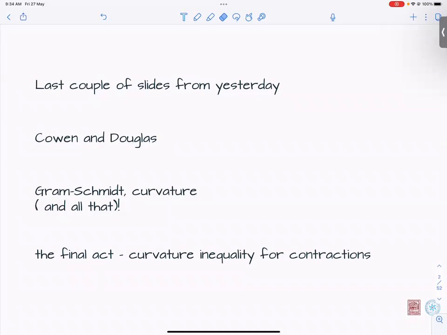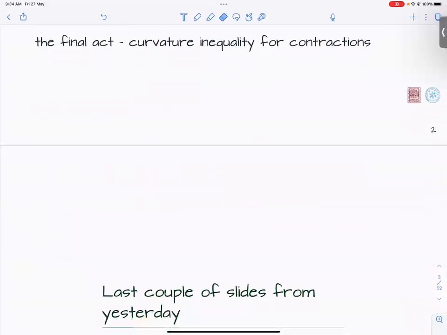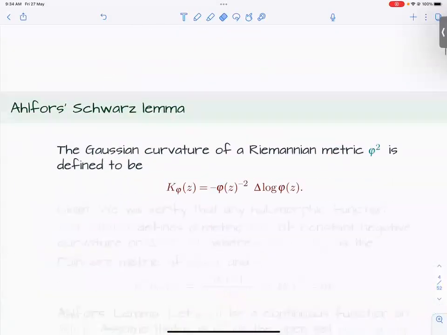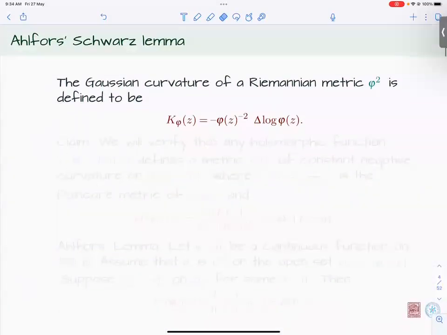And of course, in the end, we'll discuss what the curvature inequalities are and what they are good for and how they are related to operators. So let us to begin with discuss a little bit from yesterday, yesterday's last couple of slides.